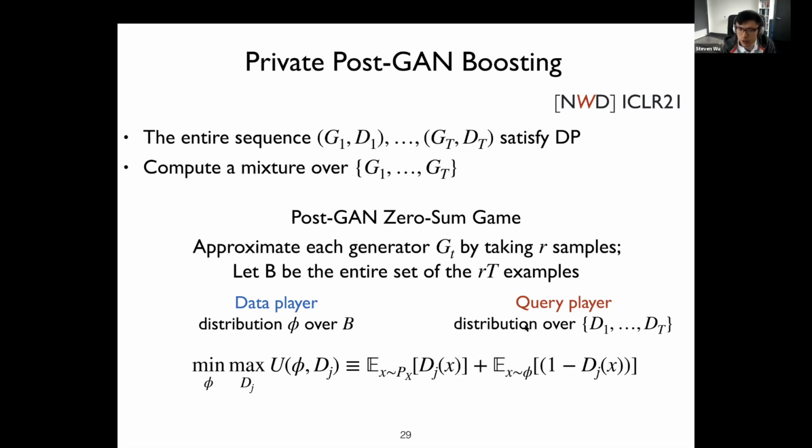But now everything is much more tractable, because the data player is only maintaining a distribution over a finite set of data, and the query player is only maintaining a distribution over a finite set of neural networks. And you can tractably compute the equilibrium in this restricted game, unlike the original GAN formulation, where there is lots of non-convexity.